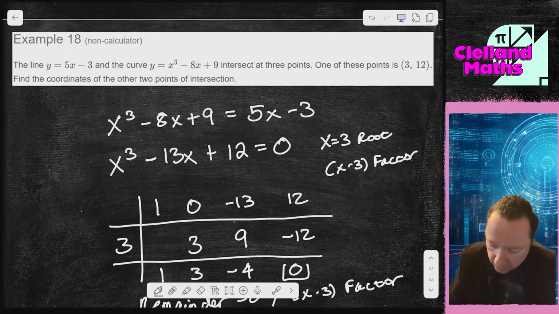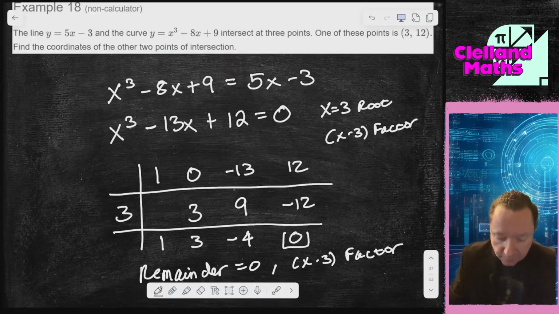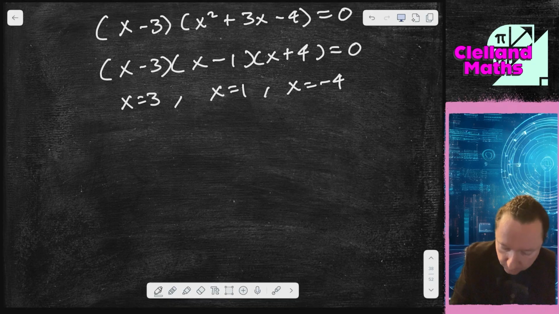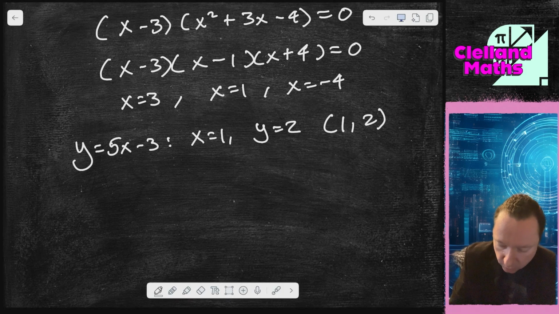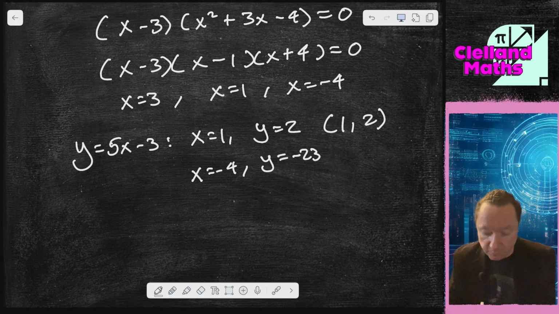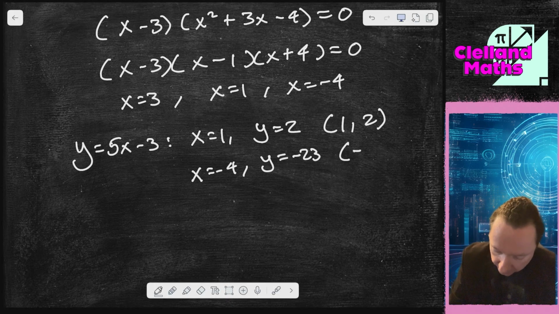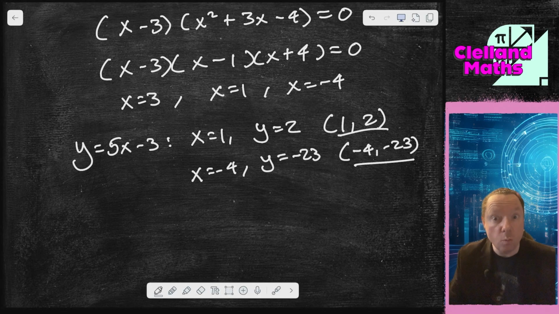We want a full point, but y was equal to 5x minus 3, so when x is 1, y is 5 minus 3 is 2, so the other point is 1, 2, and when x is minus 4, y equals minus 23, because that's 5 times minus 4 is minus 20, take away 3, so the point is minus 4, minus 23. There's our other points of intersection, so we're done there.